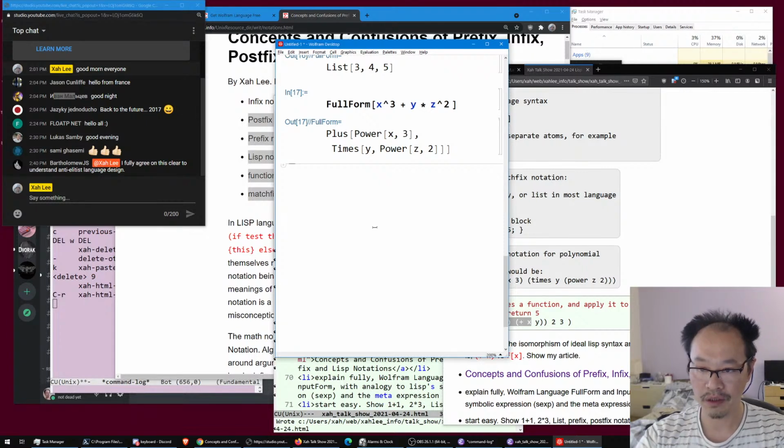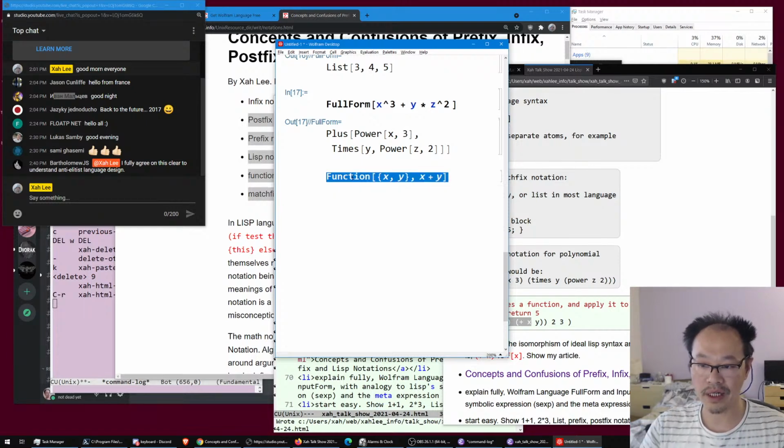So you want to create a function. This is how you do it in Mathematica. Function, two variables, x, y. Okay, and what do you want to return? x plus y. Okay, that's one way to do it. And you want this to be evaluated with two arguments, 2 and 3, right? So let's do it here.